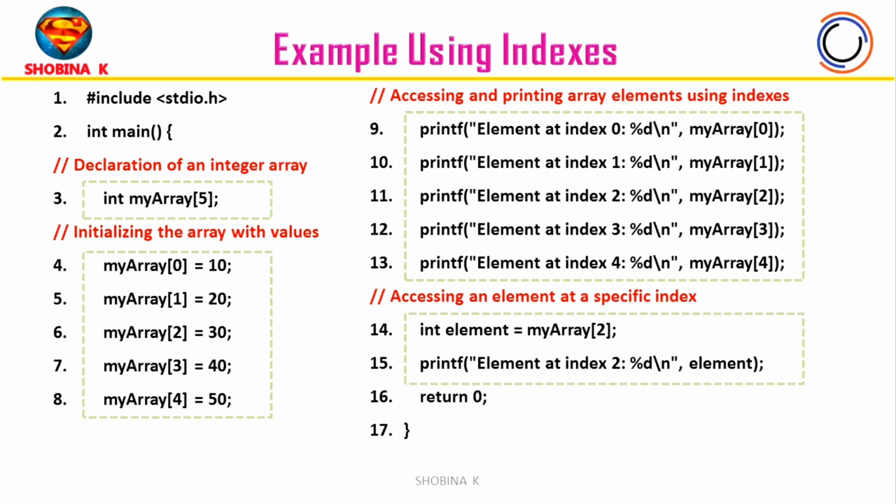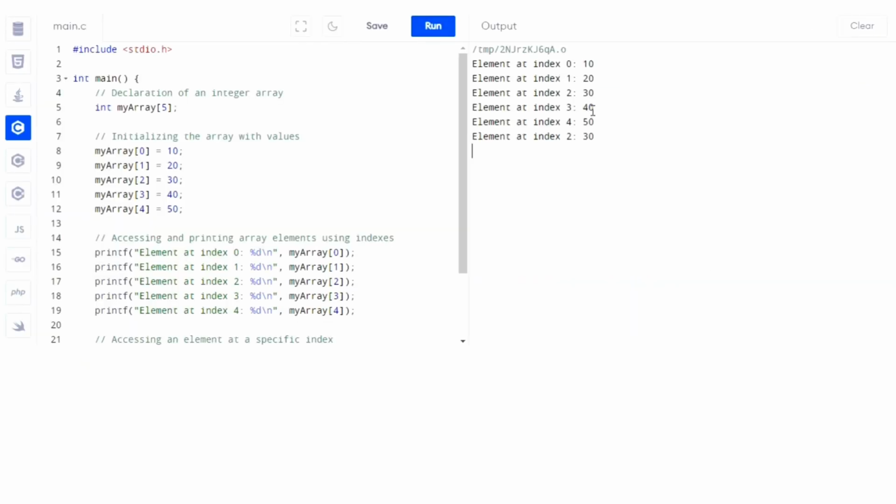Now let's execute this program. And you can see the output, which prints the value of the element at index 0 in myArray. In our case, the value is 10. Similarly, it prints the value of the element at index 1, 2, 3, and 4. At last, it accesses the element at index 2 and stores it in the variable element. Then it prints the value of the element, which is 30.